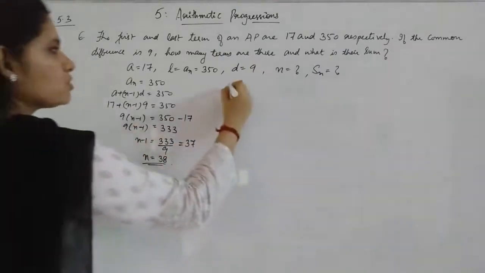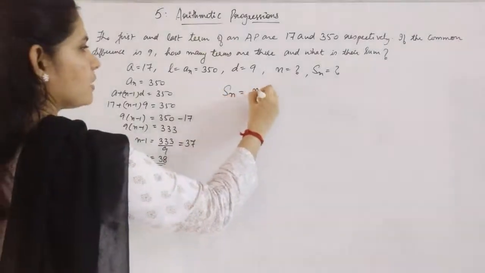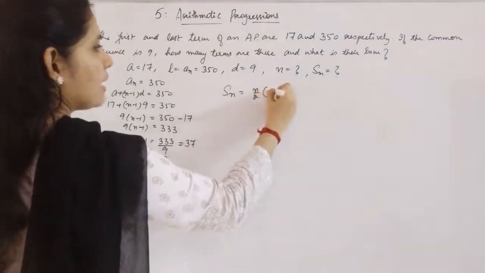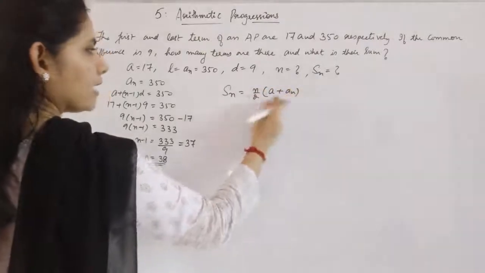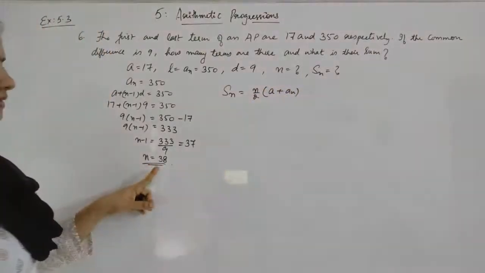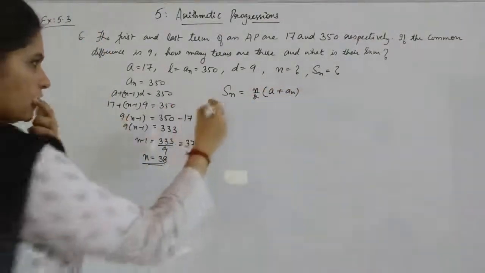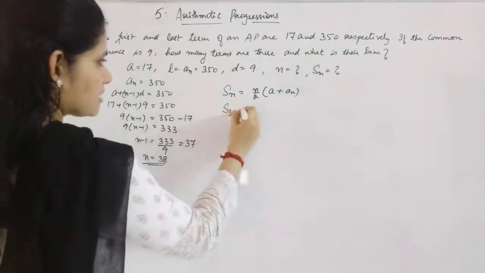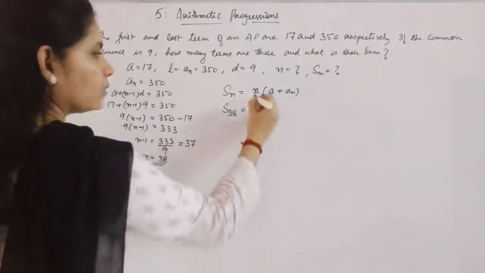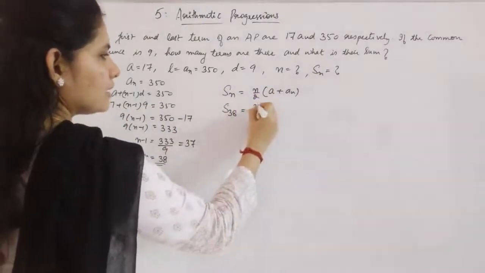For that you can just use Sn is equal to n by 2 into a plus an. Now when you write n, we know what n is. It is 38. You can just replace the value of n with 38, so that it is S38, which you want to get the value of. Okay. So n is 38 by 2.